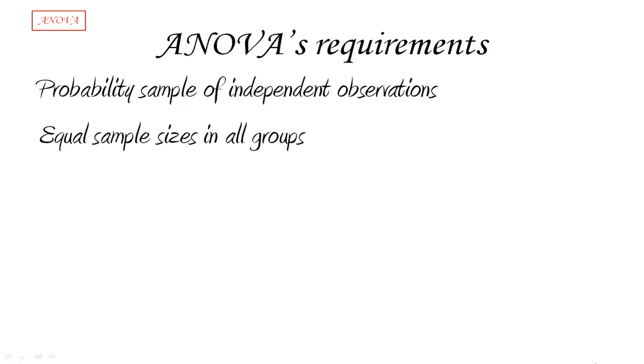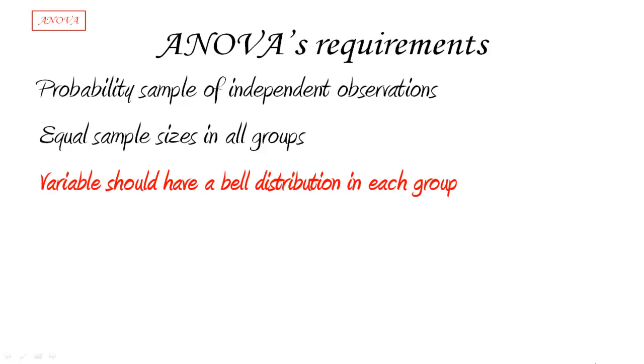Now the next one is that ANOVA really requires equal sample sizes in all groups. We can move a little bit from this one, but theoretically we should have equal sample sizes in all groups. Now here is the first big one. Just like the t-test, for ANOVA the variable should have a bell distribution, but it should have it in each group. And of course, because ANOVA is comparing more than two groups, the requirement is easier to fail, because if one of those groups does not have a bell distribution, then we may be in trouble. So theoretically we should check each of those groups.